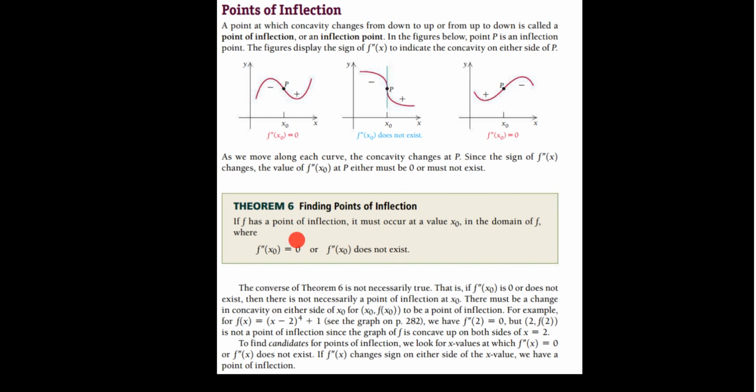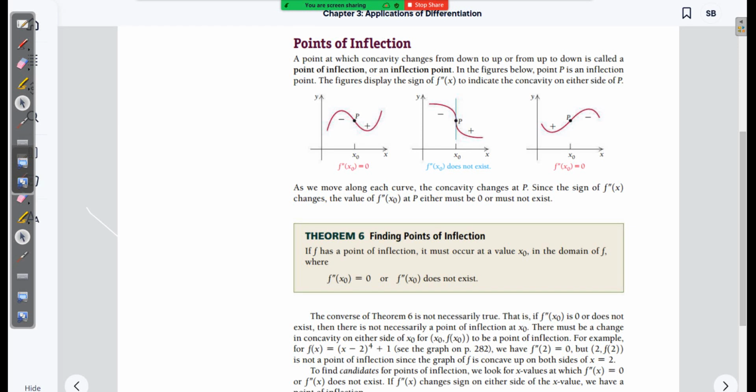The inflection point, if our function has an inflection point, it must occur at a value of x naught in the domain of f, where some x naught, and again, x naught is just a placeholder, right? I mean, they could have said a or b, it doesn't matter. It's where the second derivative at that point is equal to 0, or my second derivative does not exist at that point. That is where the point of inflection occurs. So again, that's a little wordy, so let's get into a good old example here.